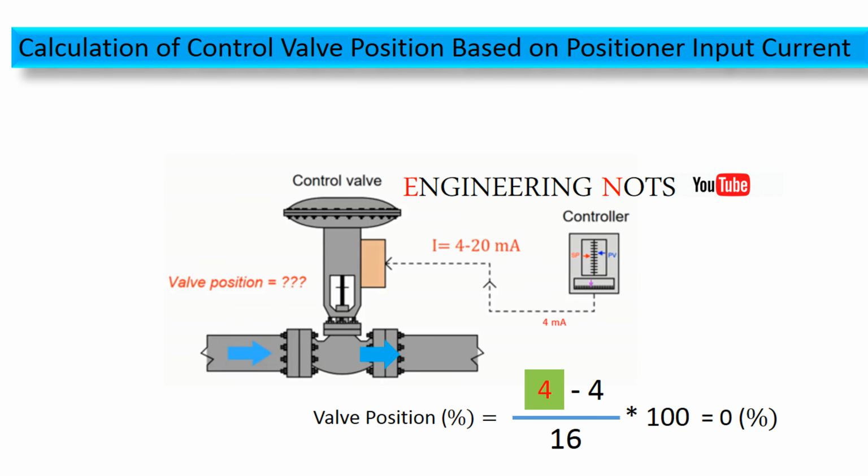As you know, the controller sends a command signal to the valve positioner in the form of a 4 to 20 mA current signal. And it is the positioner that, using the compressed air available to it, and based on the input current it receives, positions the control valve in the correct position corresponding to that signal.